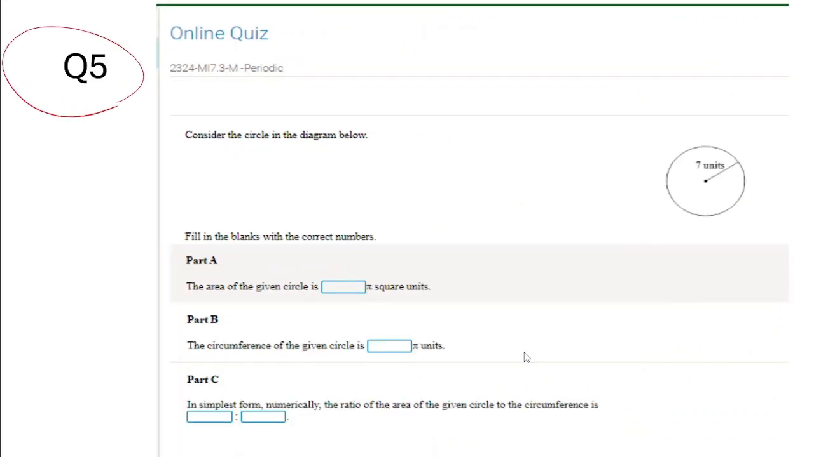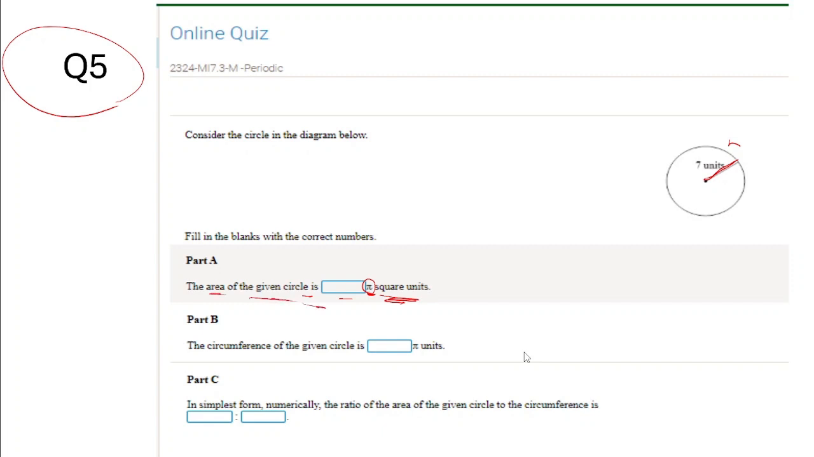Question number 5 is the same as question number 4. Now here it's saying consider the circle below. Here it's saying 7 units, this is the radius. Now fill in the blanks. The area of the given circle is something pi. You have to take care about this. Square units. The area of the given circle.